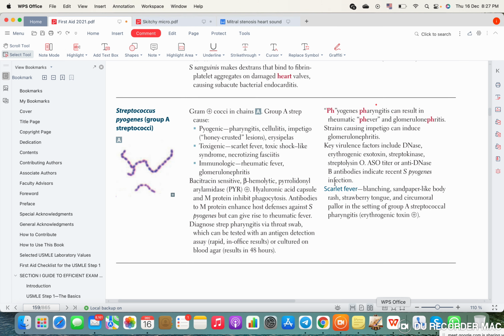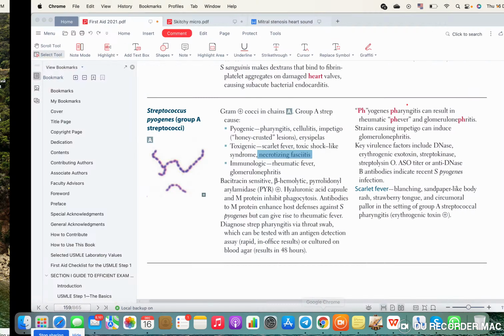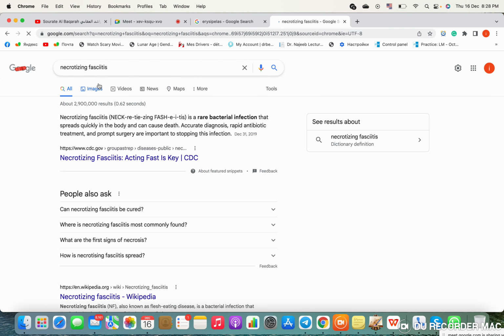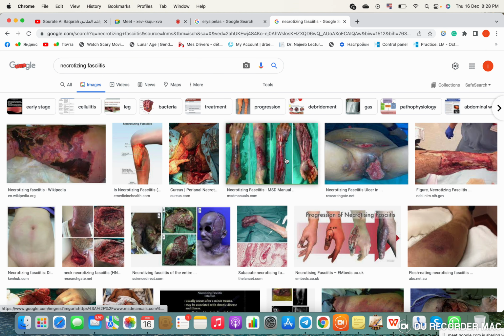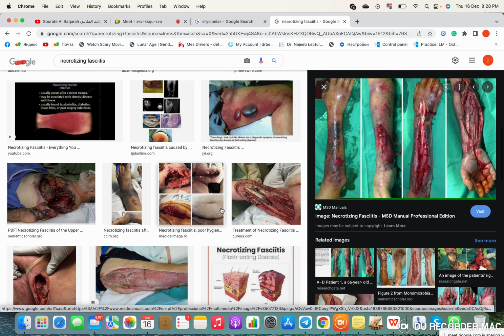So the next thing is toxigenic. It can lead to scarlet fever using a toxin, toxic shock-like syndrome, and necrotizing fasciitis. I wanted you to take a look at necrotizing fasciitis, and you need to be comfortable that necrotizing fasciitis is not only caused by Strep pyogenes. It can be caused by multiple anaerobic infections. It's not only one thing basically. It's many things that can lead to it. Yeah?